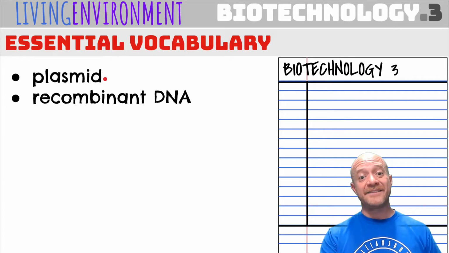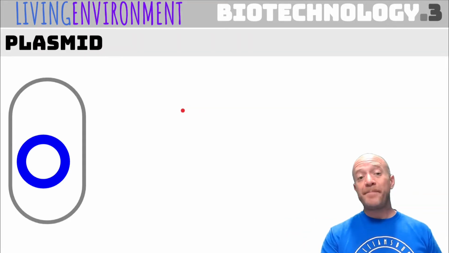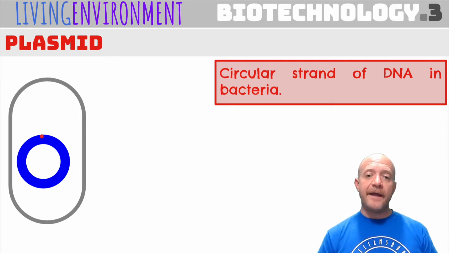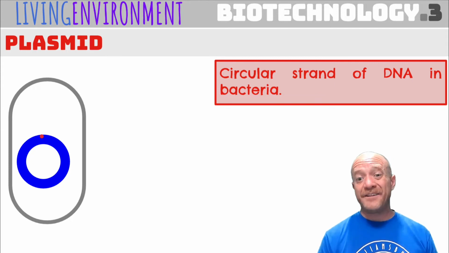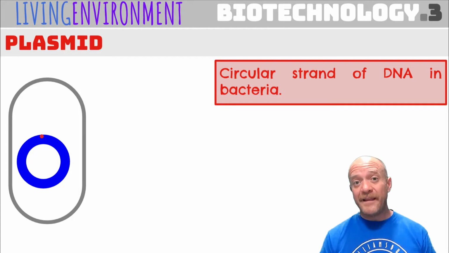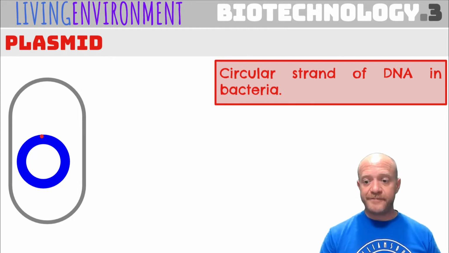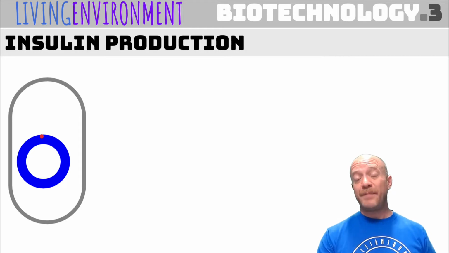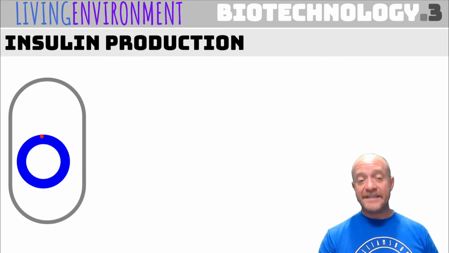Today we will be discussing plasmid and recombinant DNA. So a plasmid is simply a circular strand of DNA that's found in bacteria. And the reason that we're using bacterial cells is because they reproduce relatively rapidly and they're very easy to work with. So we will use bacterial cells and these plasmid DNA in order to produce insulin.